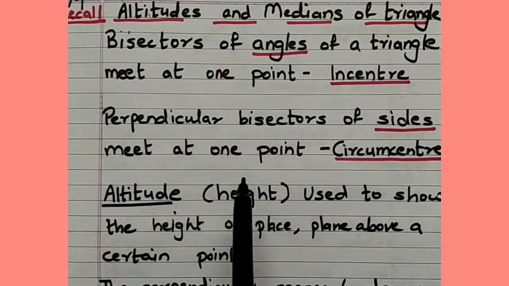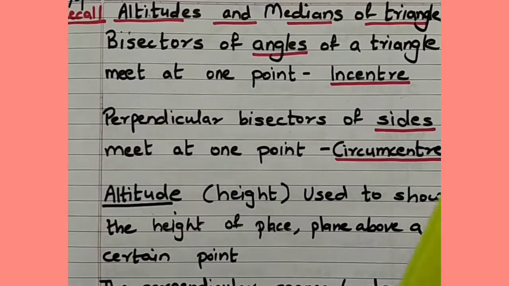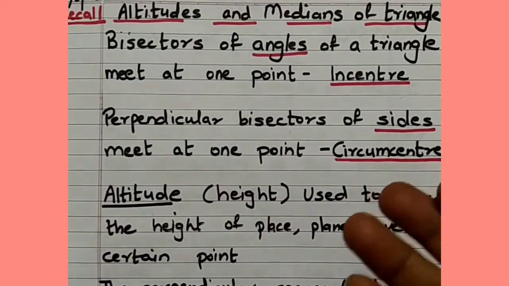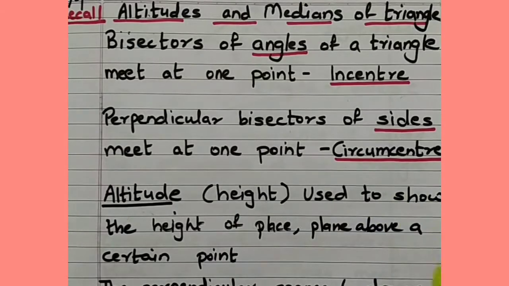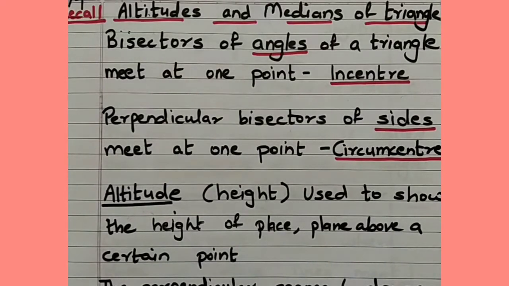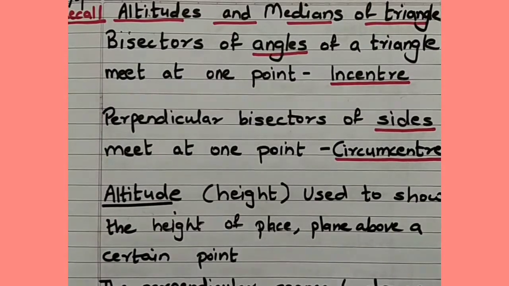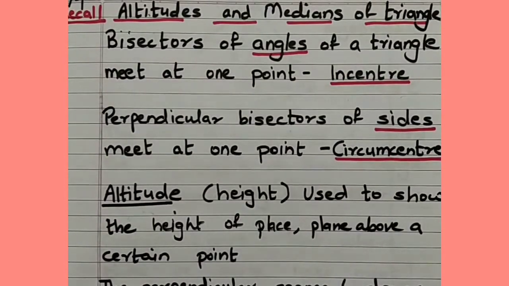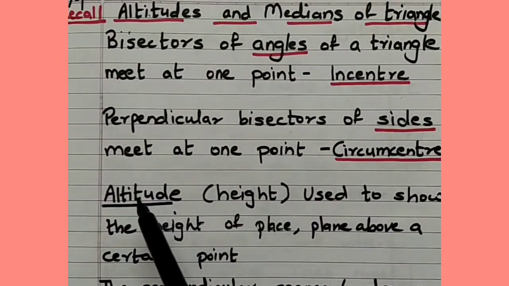Altitude. Height is used for people, like we say, my height is 5 feet 3 inches, my height is 5 feet 6 inches. So height is used for people, and for telling the height of any place, that is a building or mountain or a plane, we use the word altitude.